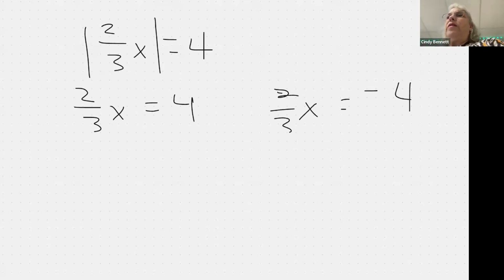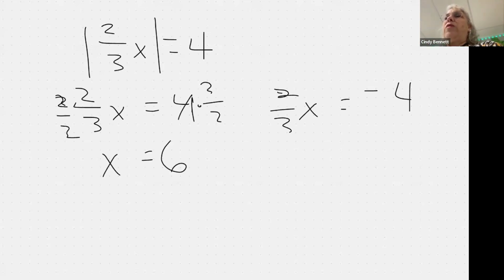Okay. So what am I going to do? I'm going to multiply both sides by 3/2. 3/2 times 2/3 x equals 6, because you're going to cross those out. Multiply by 3/2. And x equals negative 6.